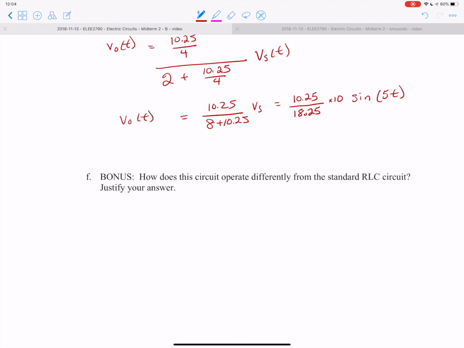The last part of our question asks, how does this circuit operate differently from the standard RLC circuit? And the circuit operates differently from the standard RLC circuit in a very interesting way. When you reach the resonant frequency, you have a signal that disappears, but at the same time, there's no divide by zero issues.